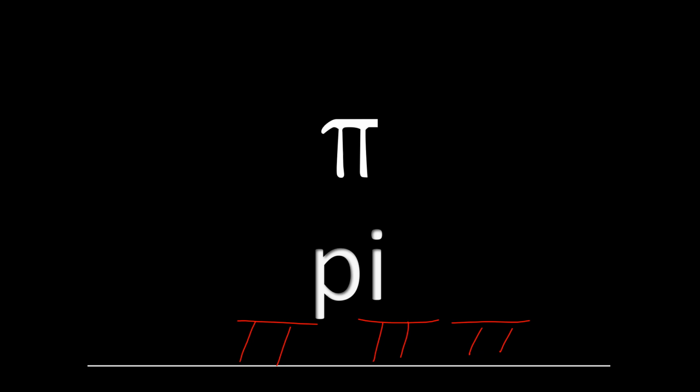P, mu, nu, Xi, Omicron, P. Then comes rho. This is an R sound, rho. We'll start below the line, come over and make a circle. If you were making an R, and you just didn't do that part right there, this is what a rho looks like.